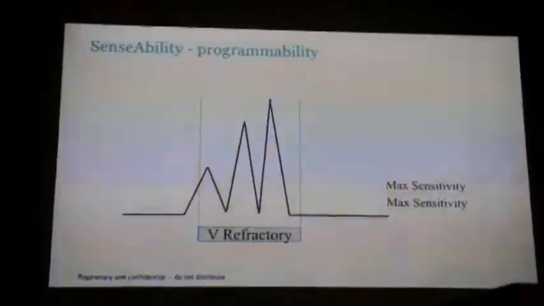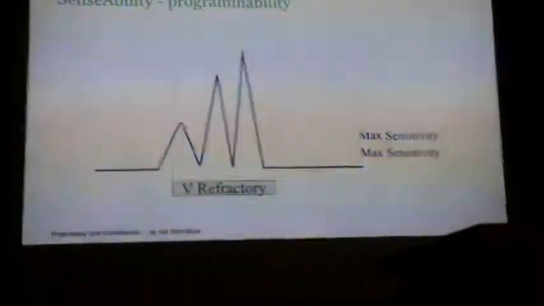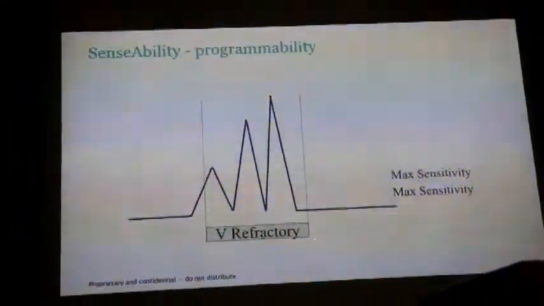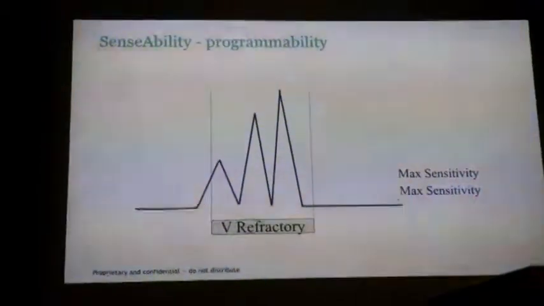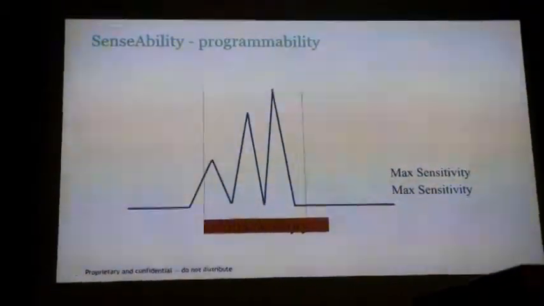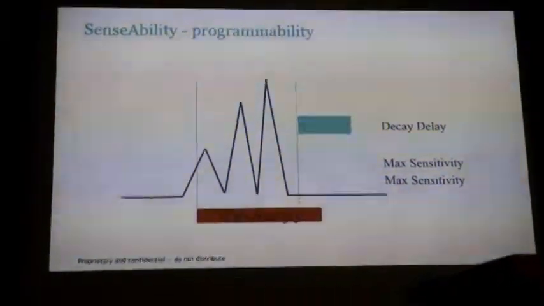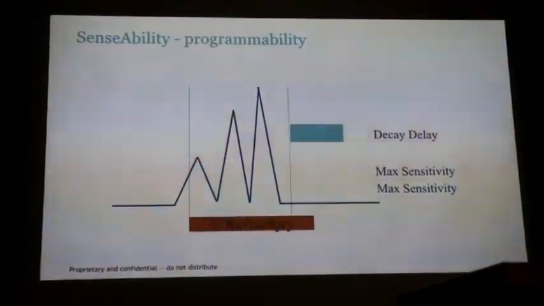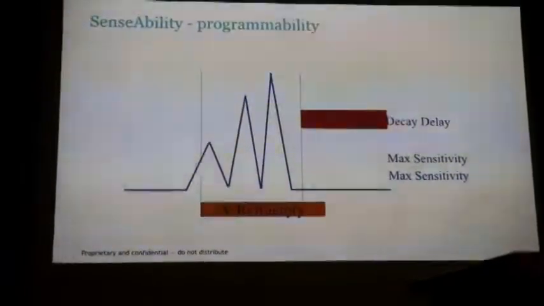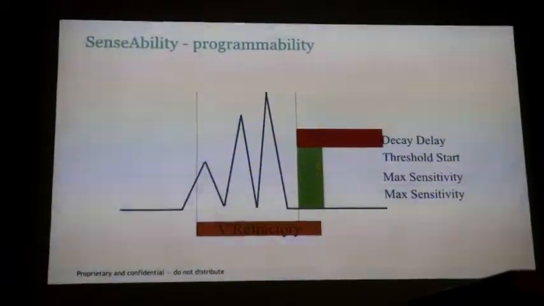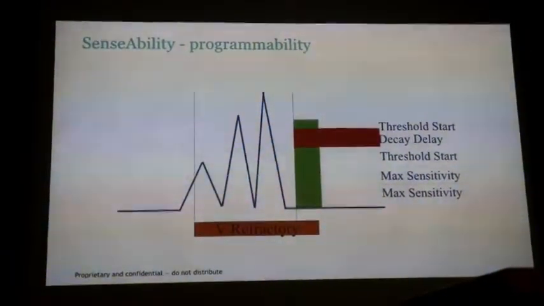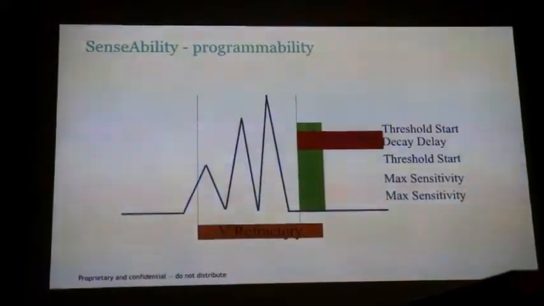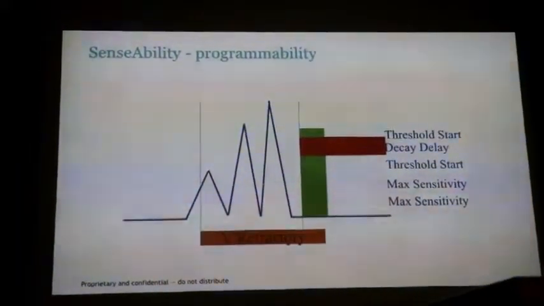We've got all these things here that are programmable. The maximum sensitivity we can program, we can make that higher. The sense refractory period we can extend, so we can push that out if we want to. The decay delay, remember, it's seeing the R wave, holding it for a period of time at a set sensitivity. We can extend that out as well, and then we can change the threshold start so we can push that up higher as well. This is the sensitivity that it starts at, dependent upon the measured R wave.